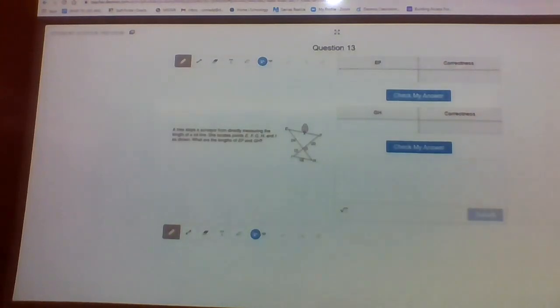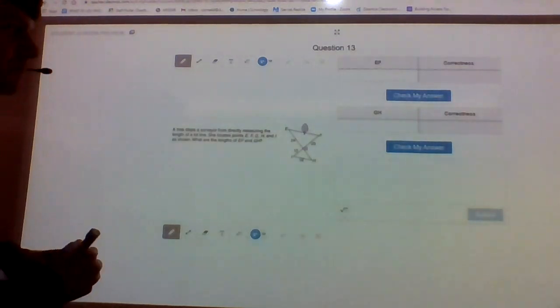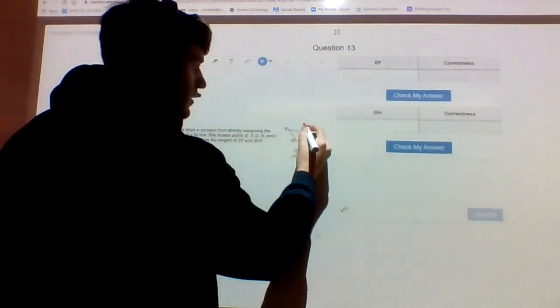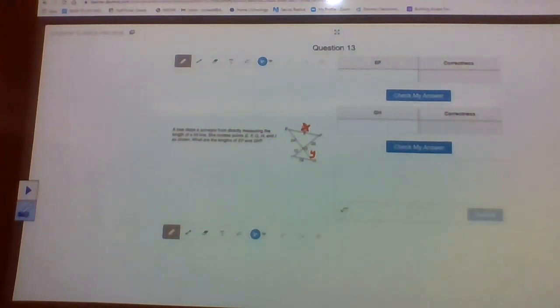A tree stops a surveyor from directly measuring the length of a lot line. She locates the points E, F, G, H, and I is shown. What are the lengths of EF and GH? So I'm going to put in an X and a Y here.